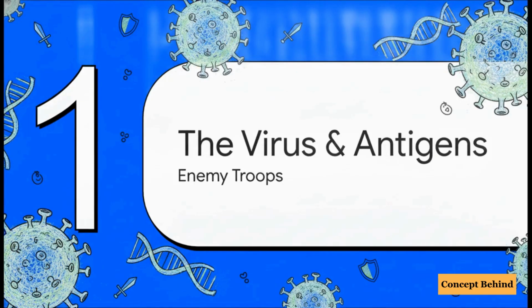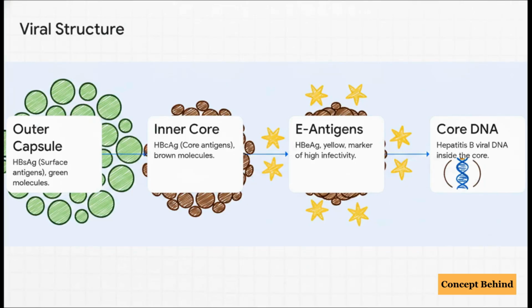Part 1. The virus and its antigens. Let's start by taking a close look at the enemy troops. Let's actually break down the anatomy of this invader. Hepatitis B is a DNA virus. If we visually construct it from the outside in, step 1 is the outer protein capsule. This is made up of hepatitis B surface antigens. Picture those as little green molecules, right?